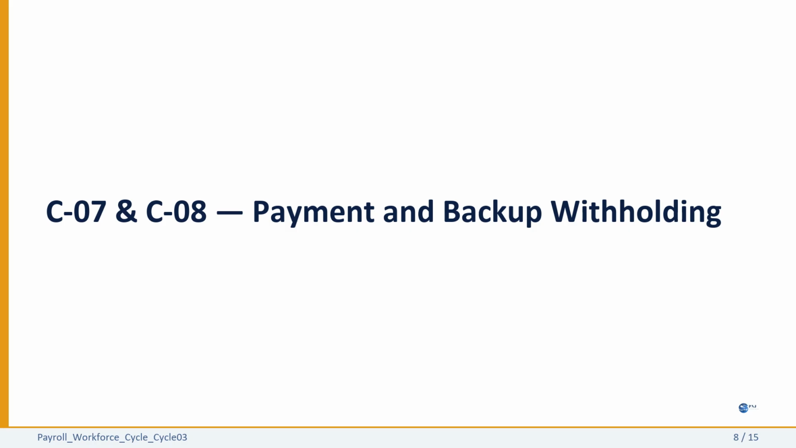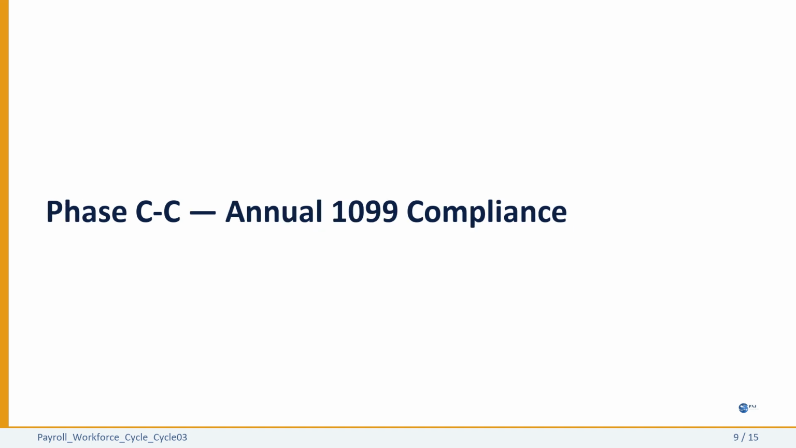This step is uncommon when Phase CA is executed correctly, but it is a strict legal requirement when it applies. Phase CC covers year-round 1099 compliance. The key rule is this: any individual or unincorporated business paid $600 or more for services in a calendar year requires a Form 1099 NEC. Payments to corporations are generally exempt, with a limited exception for attorney fees.